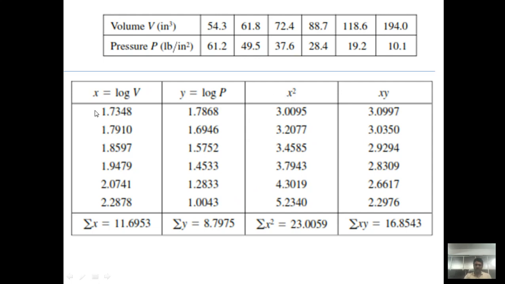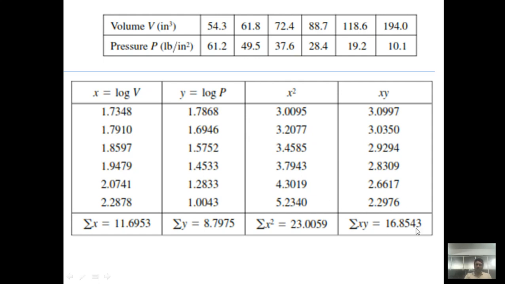So x square is just the square of each and every element in this column, plugged into the respective cell. So 1.7348 square is 3.0095, 1.7910 square is 3.2077, and so on. Similarly, x into y, just multiplication of the first and second columns, that is 1.7348 into 1.7868, which gives 3.0997. Similarly, 2.2878 into 1.0043 gives 2.2976.